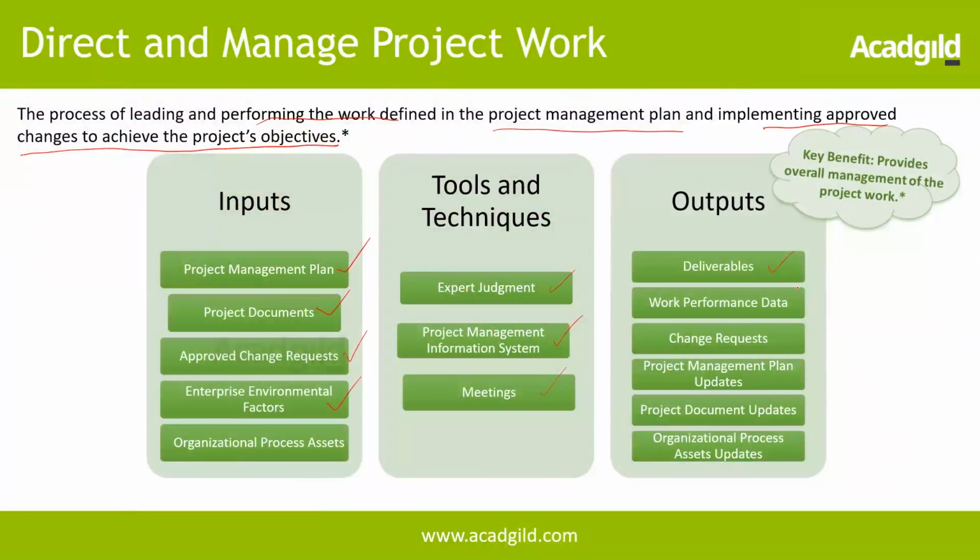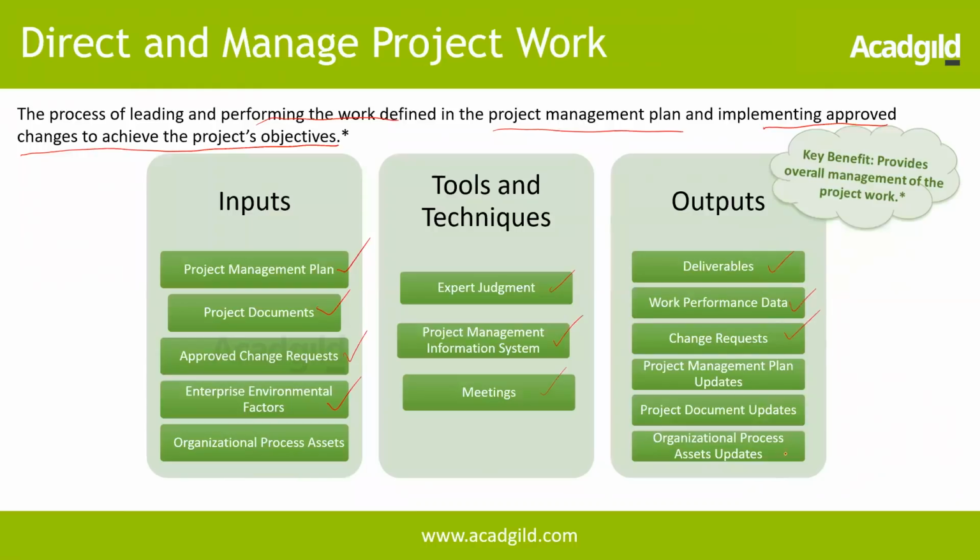And the key output is going to be the deliverables here. When I have planned for a project, once I execute, the deliverables are my output, which is going to be monitored and controlled and then finally closed. Work performance data, which we'll discuss in detail. Change requests may arise during the execution. Project management plan updates, document updates, and OPA updates.